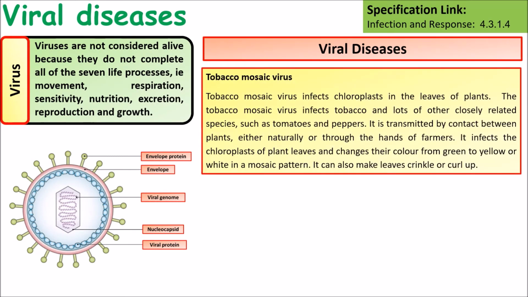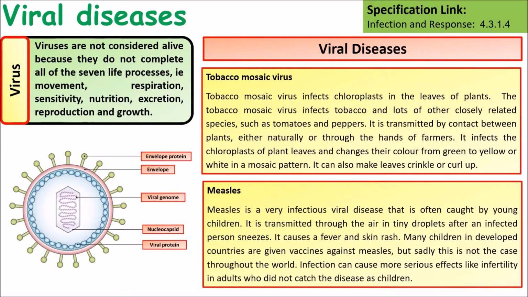Now, viral diseases. In plants we've got tobacco mosaic virus. Tobacco mosaic virus infects chloroplasts and infects leaves. This causes the chloroplasts to break down, so plants will not be able to photosynthesize as much, and it causes a yellowing colour of the leaves as they begin to die.